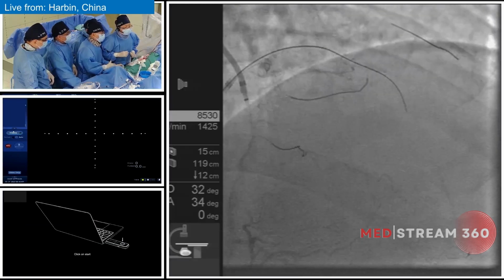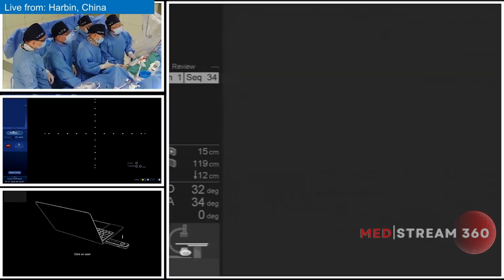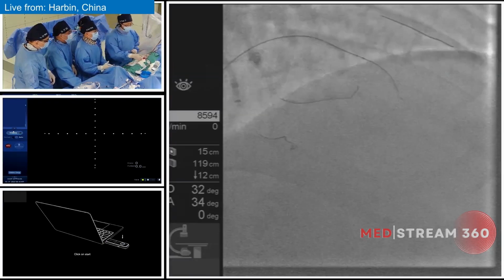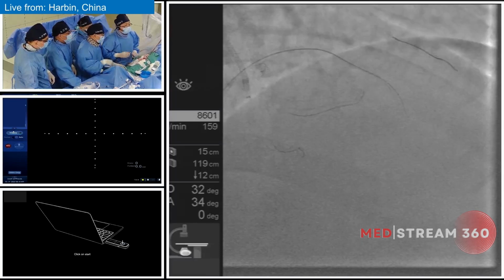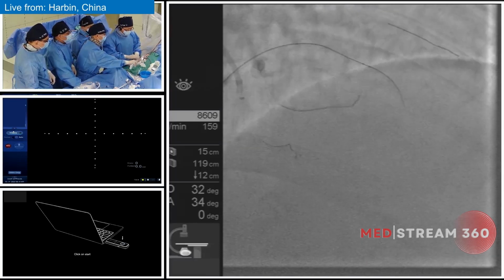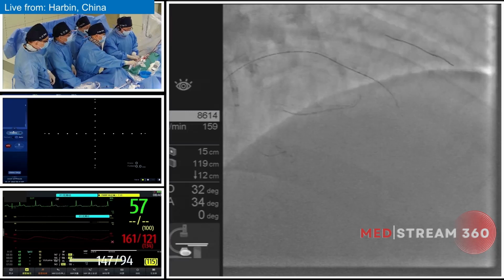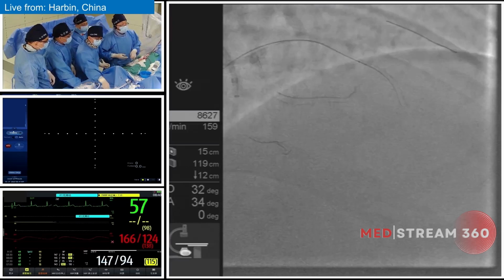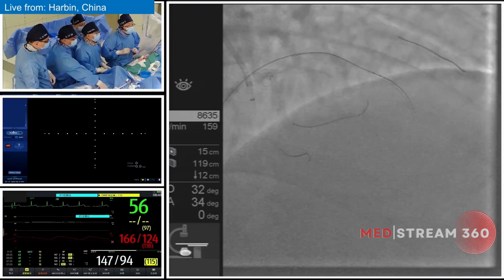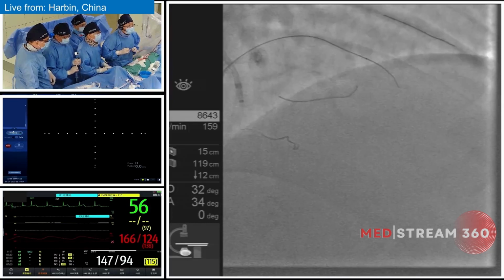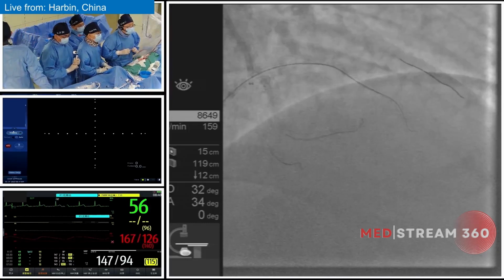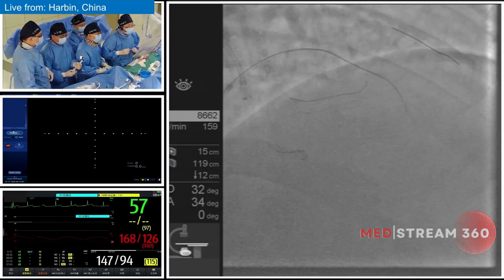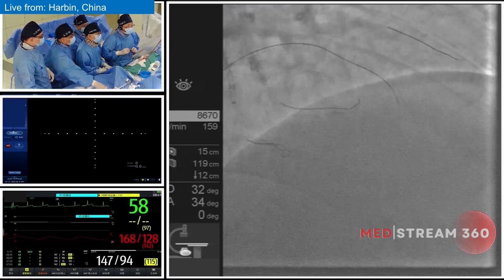Okay. So, Professor Lee, do you want to engage the Gaia wire a little bit further? I think one of the most difficult issues of this patient is that the collateral flow from the RCA is not sufficient to make a very clear identification of the distal true lumen. I think the wire should be in the subintimal space.